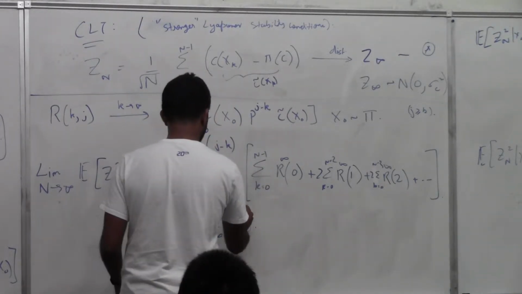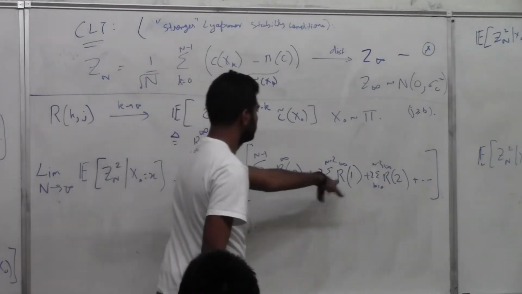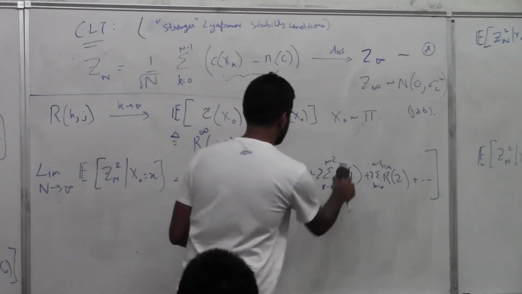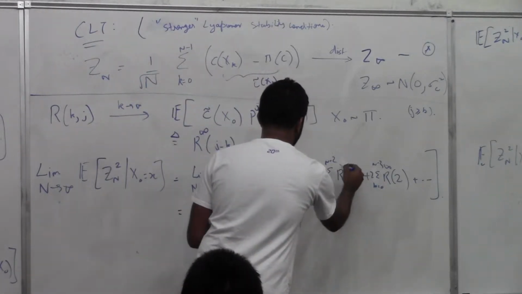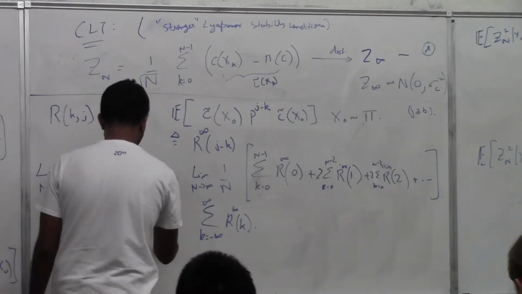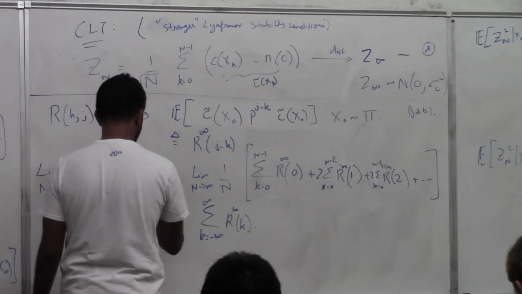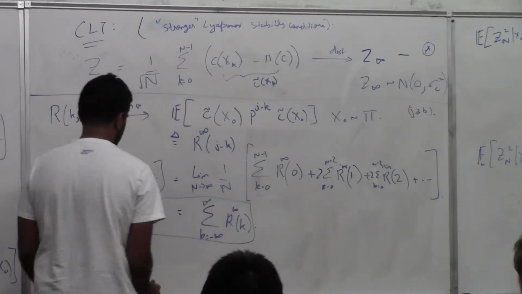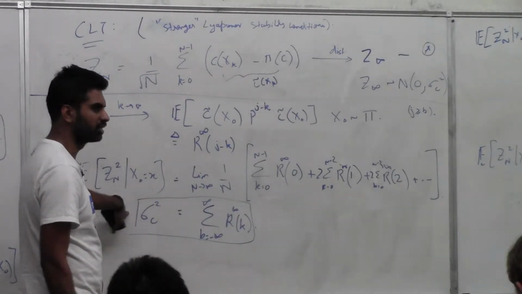Okay, r infinity of k, and again I'm splitting this into like r of minus 1 and plus 1. Yeah, so I call this sigma c square, right? So again, what's the use of calculating such a quantity?